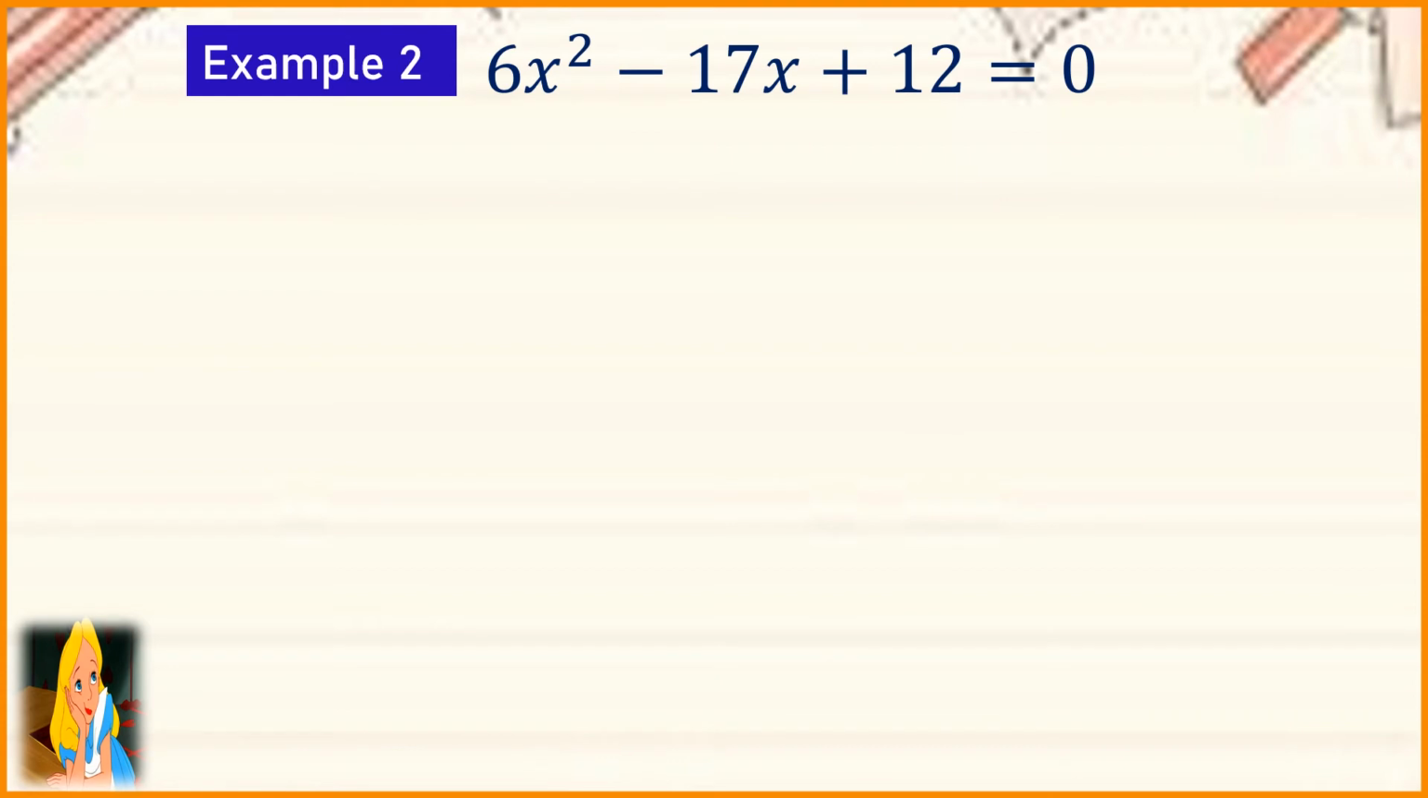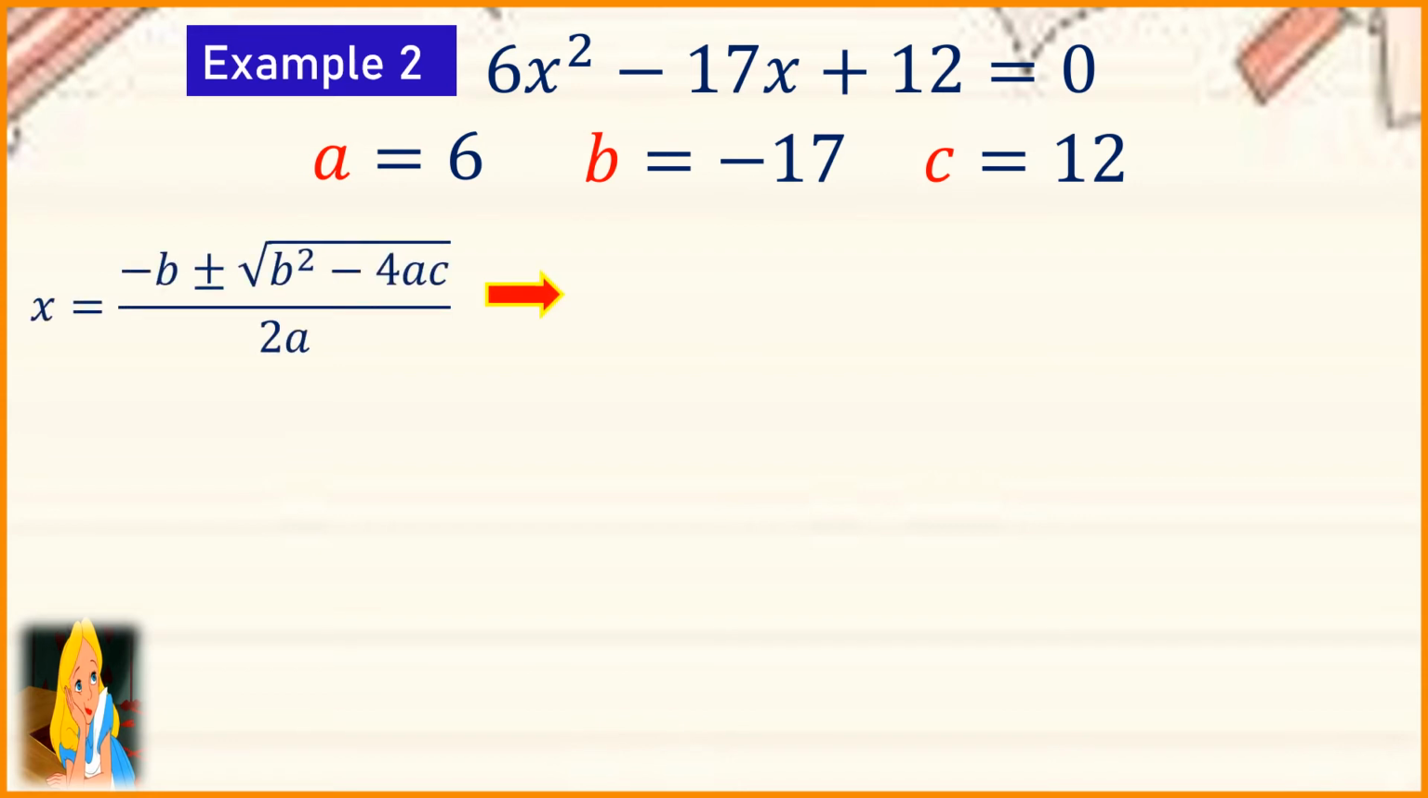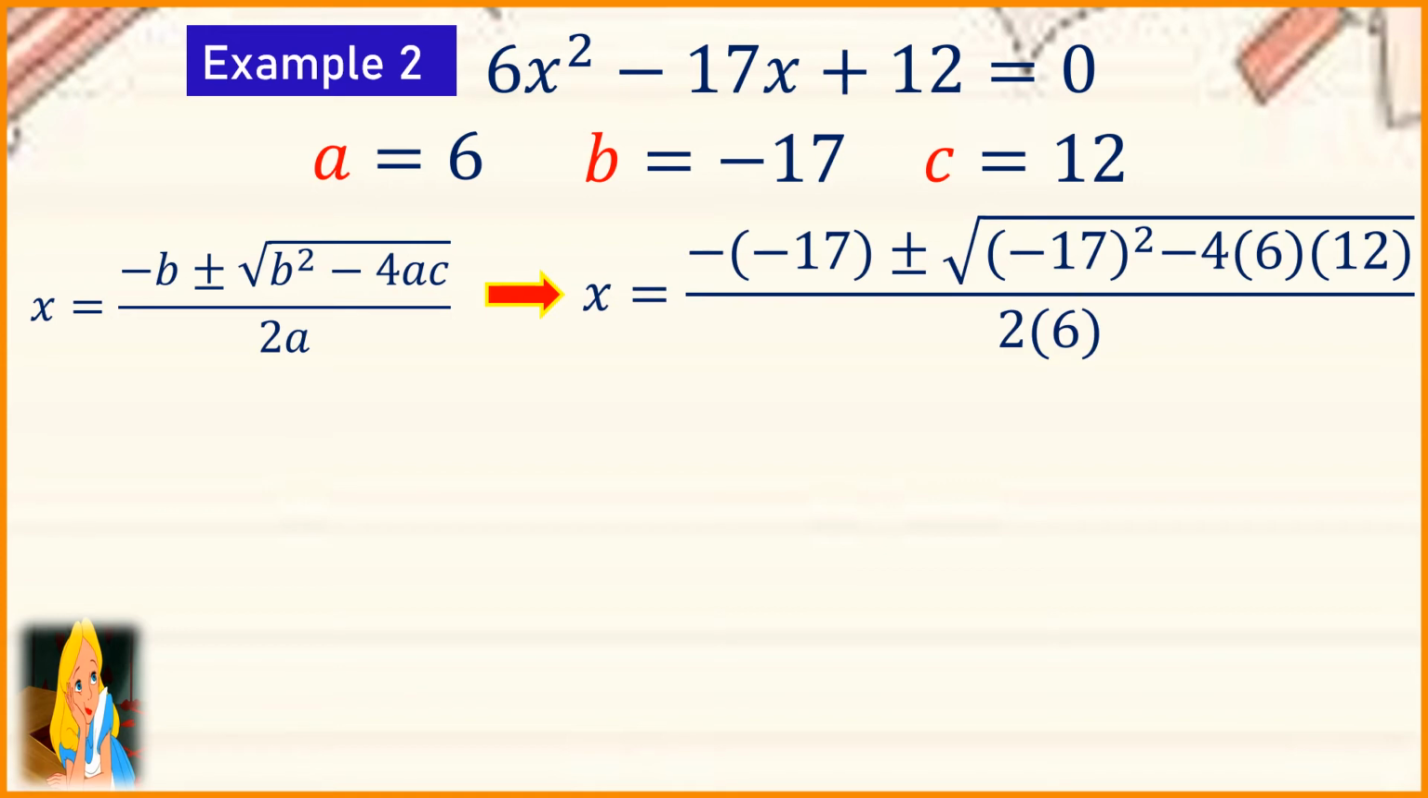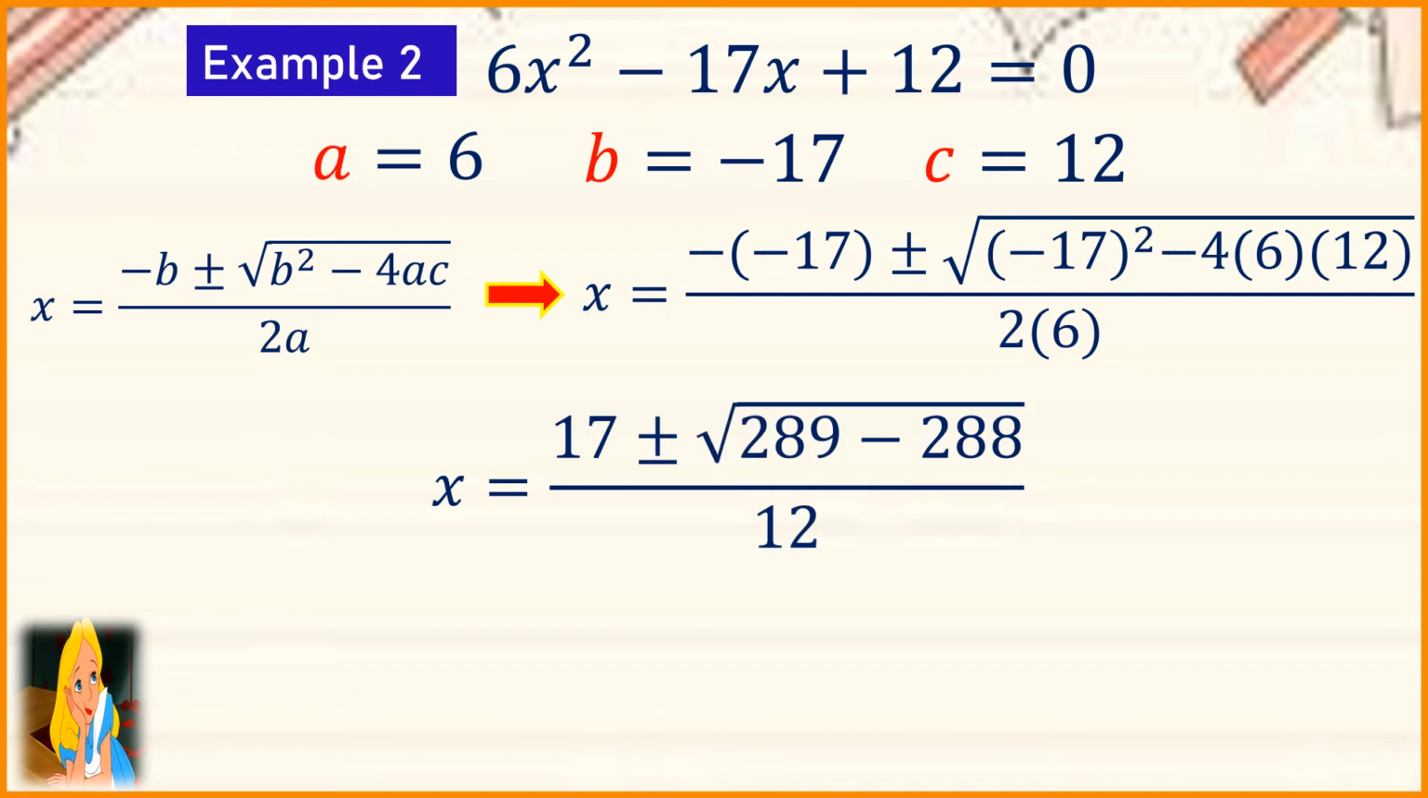Supposing we have 6x squared minus 17x plus 12 is equal to 0. So a is equal to 6, b is equal to negative 17, and c is equal to 12. Using the quadratic formula and substituting all the values, we get negative times negative 17 plus and minus square root of negative 17 squared minus 4 times 6 times 12 over 2 times 6. Simplifying further, negative 17 squared is equal to 289, and minus 4 times 6 times 12 is equal to minus 288, and 289 minus 288 is equal to 1.